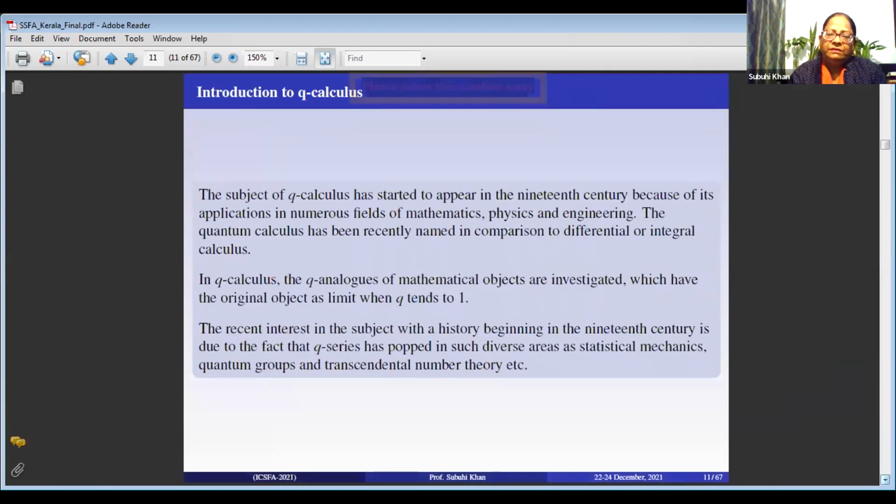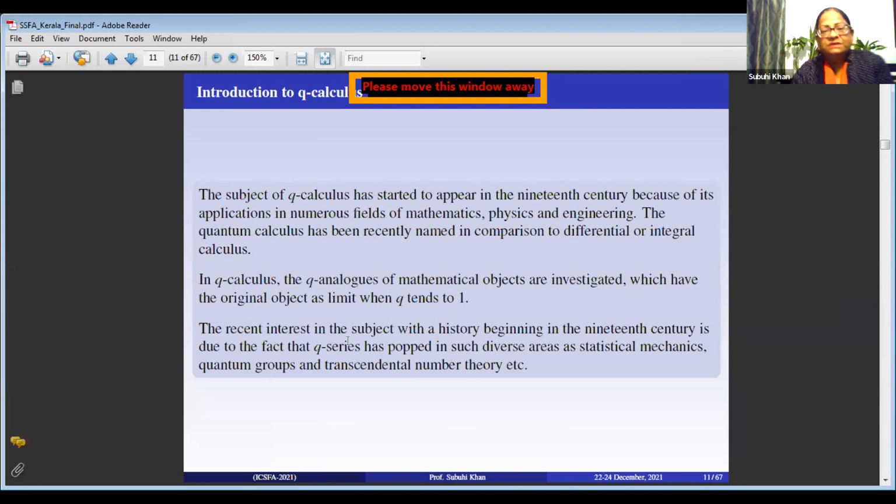Now, to give an idea about the Q calculus, it started to appear in the 19th century because of its applications in numerous fields of mathematics, physics and engineering. And the quantum calculus has been recently named in comparison to differential or integral calculus. So in Q calculus, the Q analogs of mathematical objects are investigated. And basically, I think most of the audience know about the Q special functions. It happens that if we take the limit of Q tending to 1, then we reach the original object.